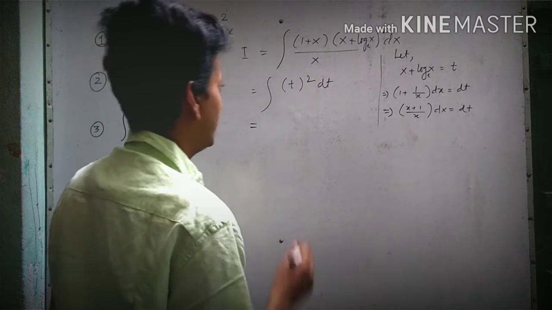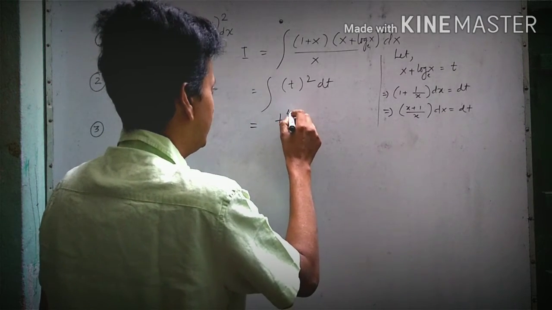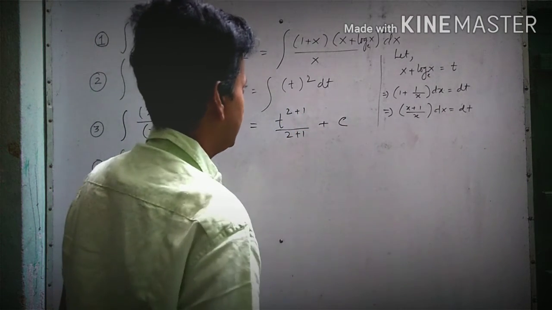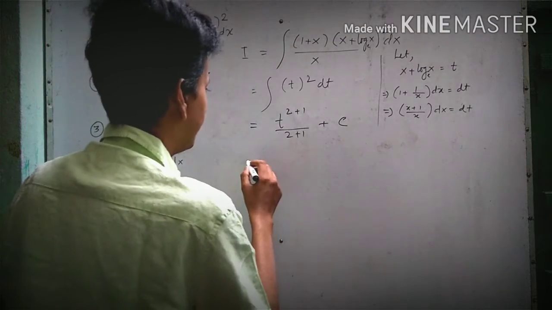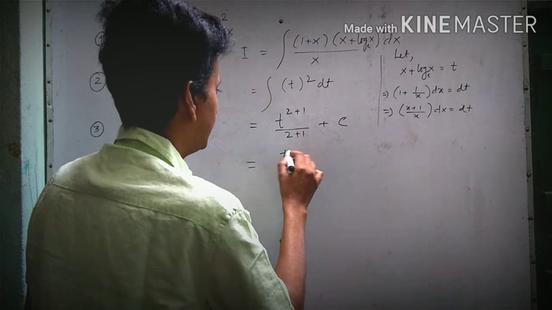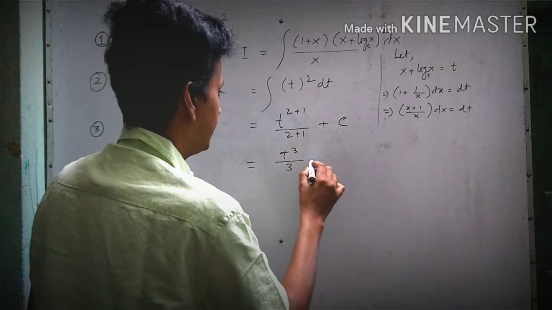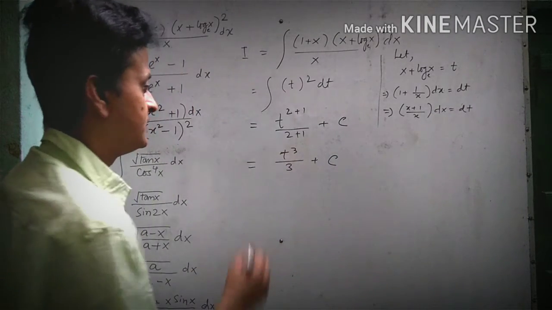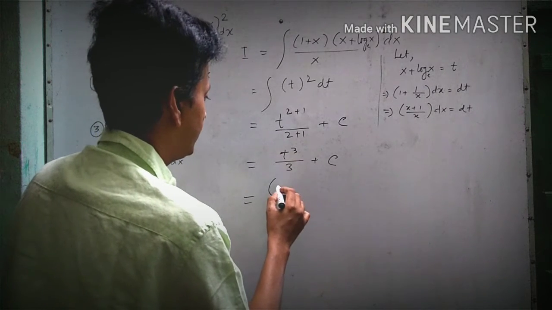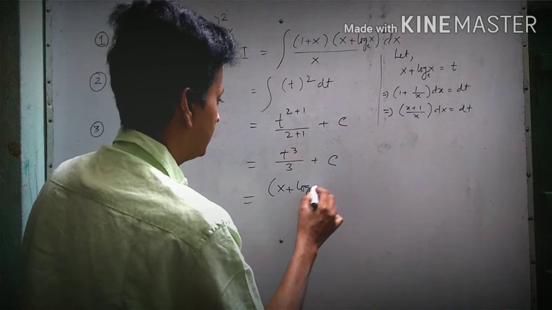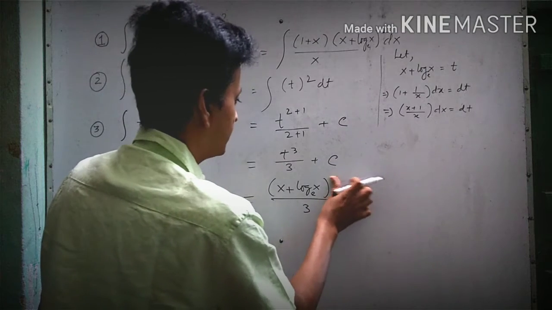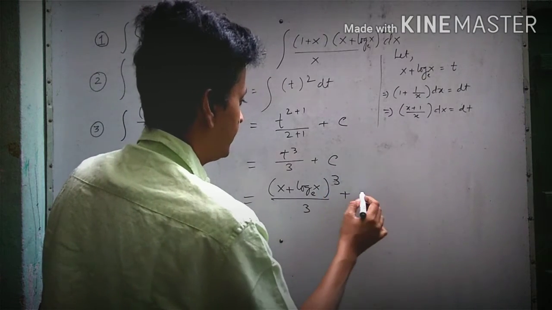Now we know integration of t square equal to t to the power 2 plus 1 by 2 plus 1 plus c. That is t cube by 3 plus c. Now put the value of t, that is x plus log x. So we get (x plus log x) whole cube by 3 plus c.